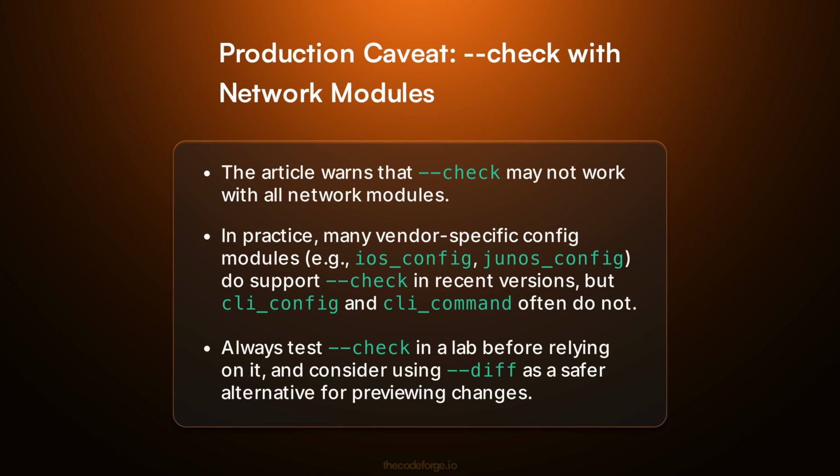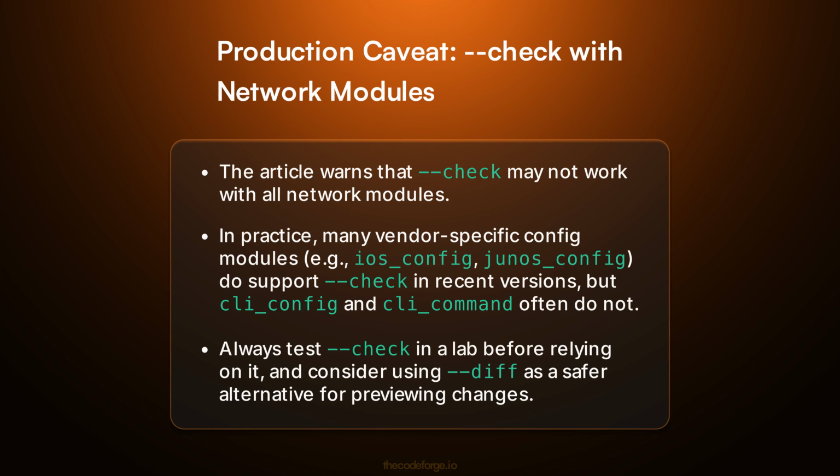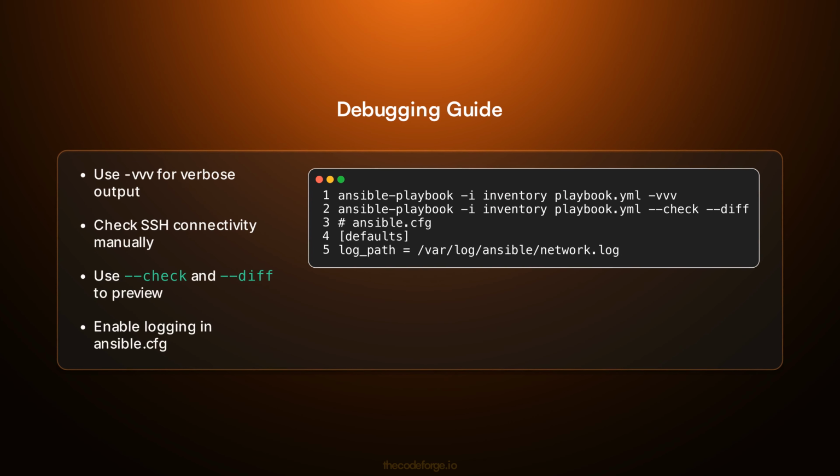The article warns that check mode may not work with all network modules. In practice, many vendor-specific config modules, e.g., EOS config, Junos config, do support check mode in recent versions, but CLI config and CLI command often do not. Always test check mode in a lab before relying on it, and consider using diff as a safer alternative for previewing changes. When debugging, start with verbose output using -vvv.